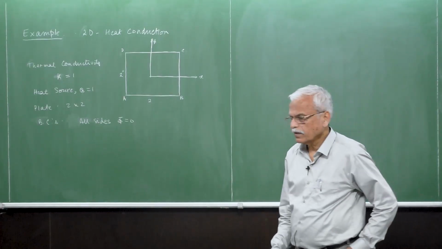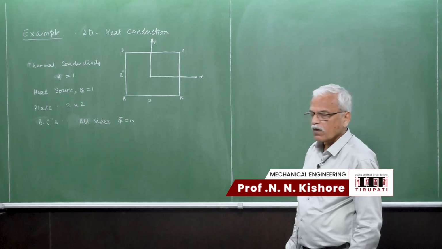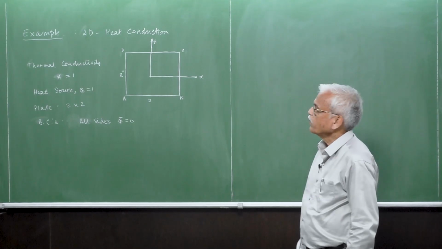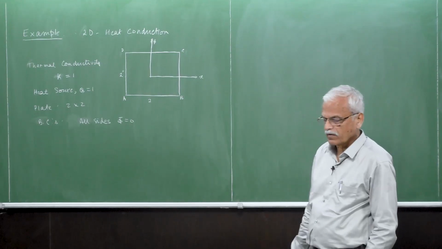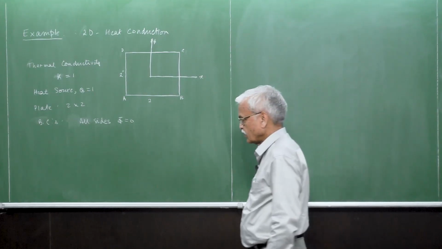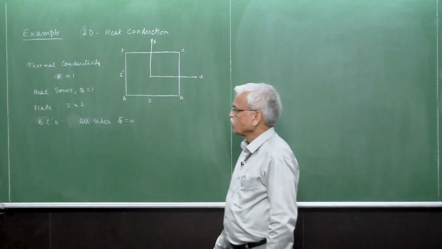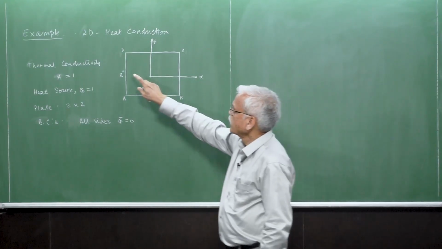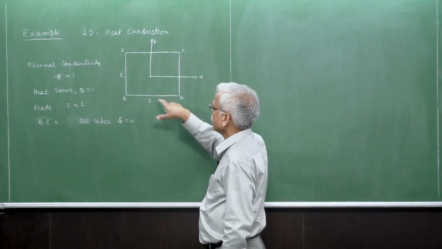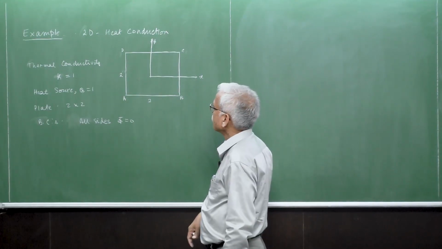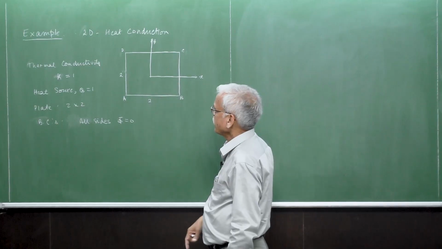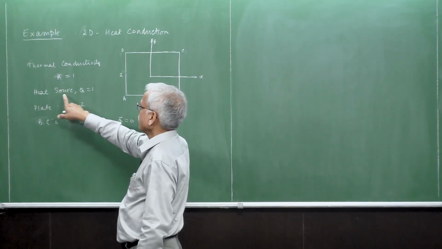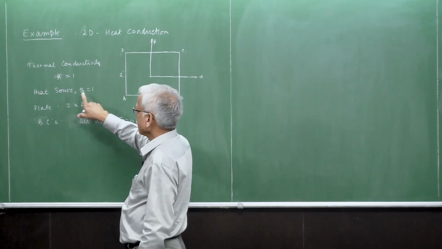Good morning, gentlemen. Let us take up now an example of 2D heat conduction, which we have been discussing in the last 2 lectures. In this, we have a square plate of 2 by 2. Sides are two units. And then for simplicity, let us take conductivity as 1. Heat source is there, Q is equal to 1.